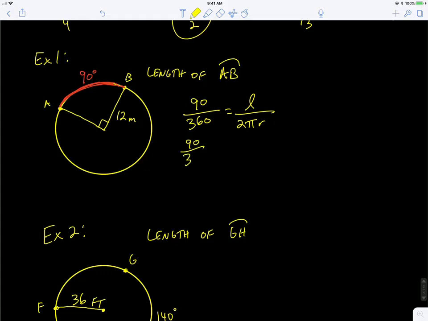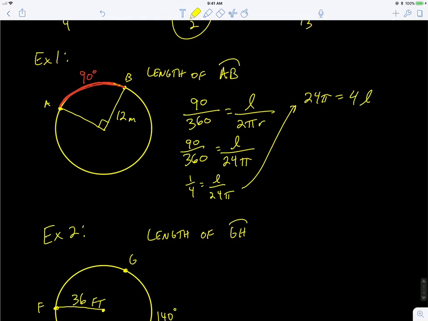So I'm going to go 90 over 360 equals arc length over, now if I plug in my radius of 12, I get 24 pi. So if we solve this equation for arc length, we cross multiply. And I can cross multiply now, or I can reduce. I'm going to reduce. 1/4 equals L over 24 pi, and then this is going to go up here. So 24 pi times 1 is 24 pi, so we're doing our cross multiplication, times 4L. Then we divide both sides by 4, and we get L equals 6 pi, and that was in meters.